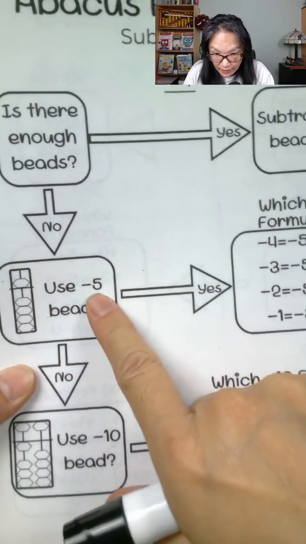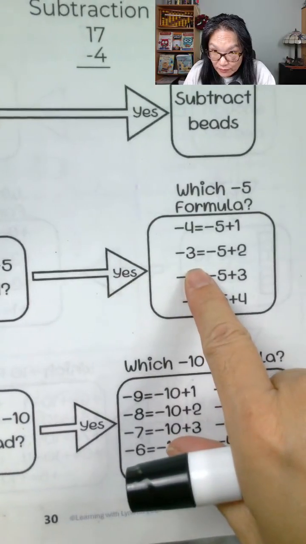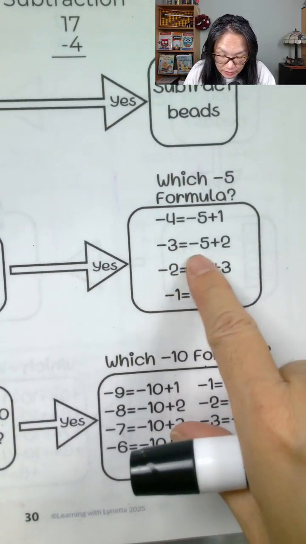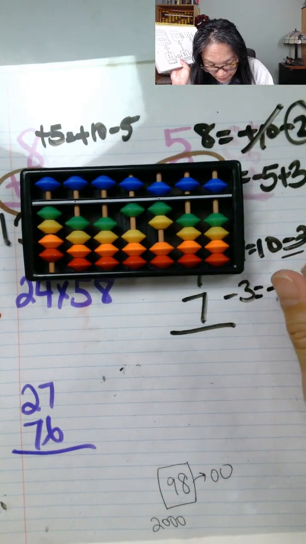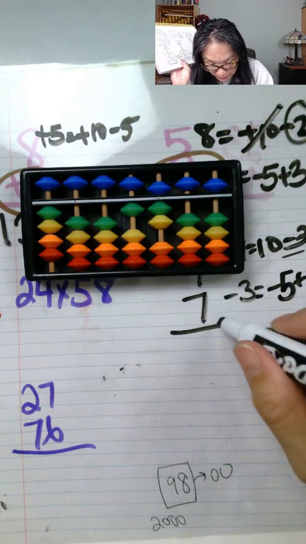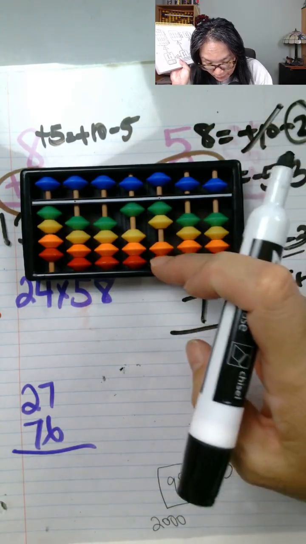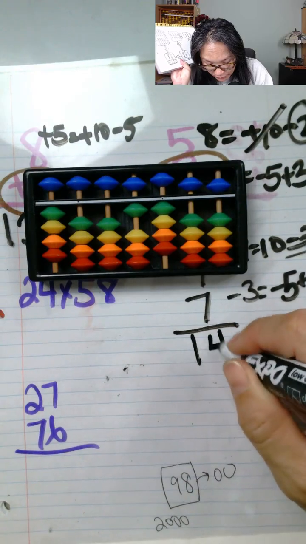Can we take away the 5? We can take away the 5. To take away the 5 is what? Minus the 3 is equal to minus the 5 plus the 2. So minus the 5 plus the 2. So my final answer is what? Minus the 5 plus the 2. My final answer is 14.